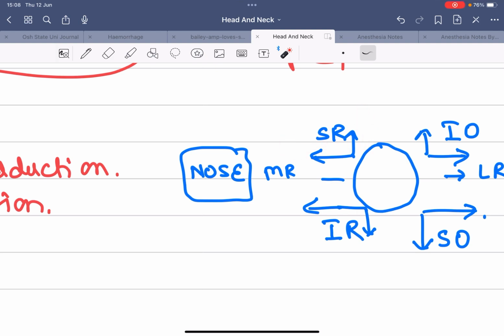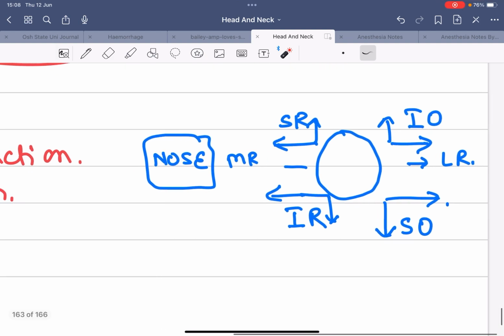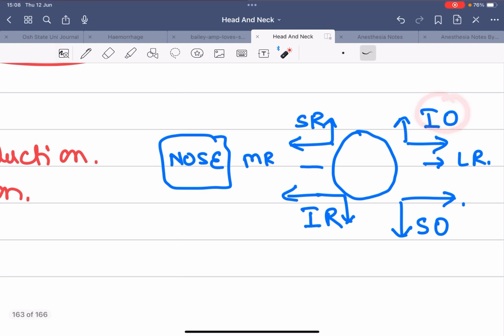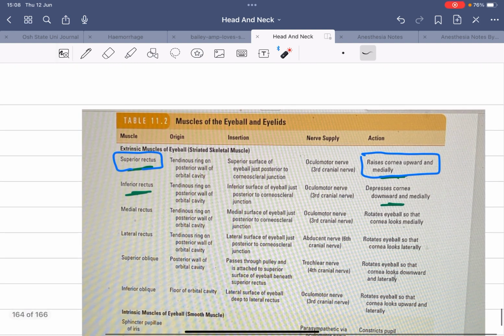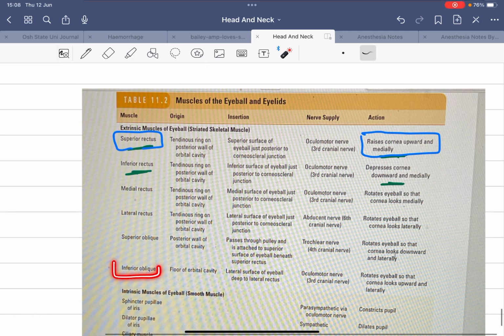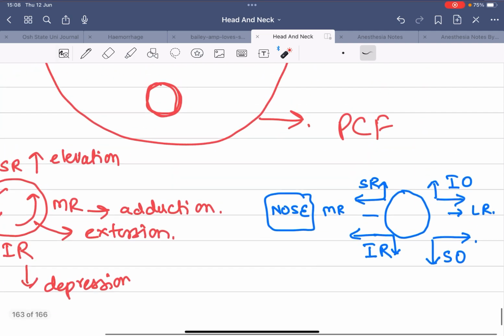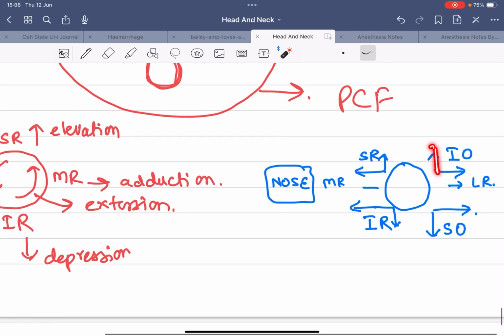Inferior oblique muscle. It raises the cornea upward and it also moves the cornea laterally. Now see here, inferior oblique muscle. This is our inferior oblique muscle. Rotate the eyeball so that the cornea looks upward and laterally. See here, cornea looks upward and laterally. So this is how you can make your life easier.